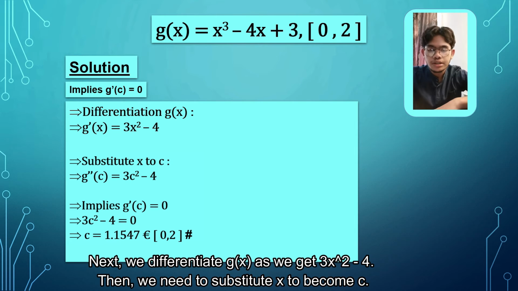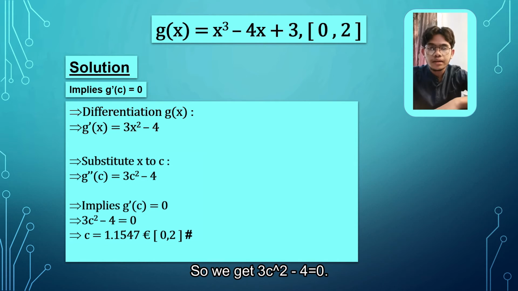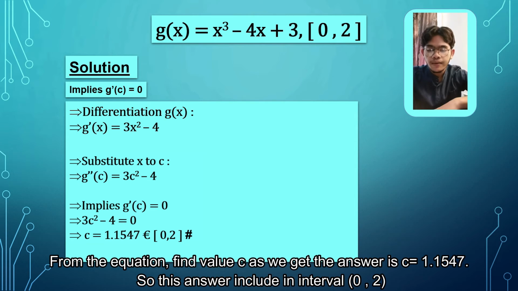Next, we differentiate g(x) and we get 3x squared minus 4. Then we need to substitute x to become c. So we get g'(c) equals 3c squared minus 4. Then this implies g'(c) equals 0. So we get 3c squared minus 4 equals 0. From the equation, find the value of c, and we get the answer c equals 1.1547. So this answer is included in the interval 0 until 2.